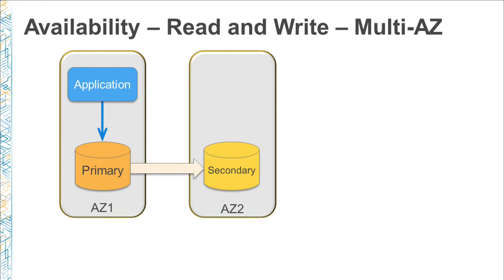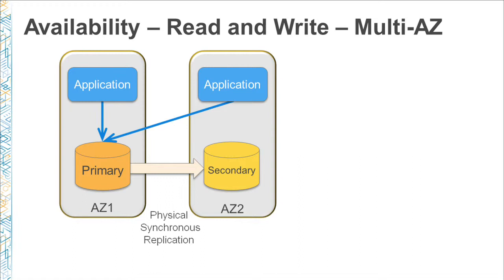We usually recommend that you have replication of your database between one availability zone and another in case of a disaster, in case of something going wrong. For most people, we also recommend having the application residing there as well, to make sure you know how to have everything working in the event of some kind of issue. So in this case, both the applications are connected to the primary. And we do physical synchronous replication.